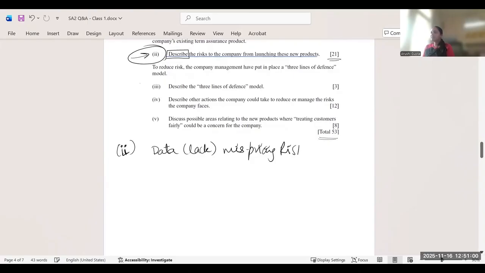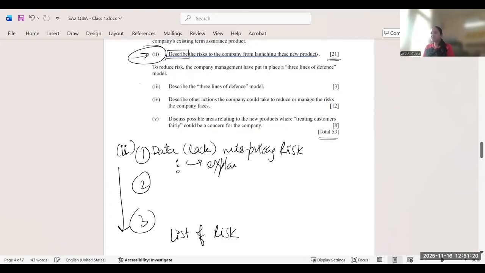Mispricing risk. What we should first think of is that it's a 21-mark question. It's a describe question, so I need to have a vertical column listing the risks I want in my answer, and within that, sub-bullets to explain each of those risks. Is this clear to everybody? Are you able to adapt to this style? Yes. So this risk was mentioned.